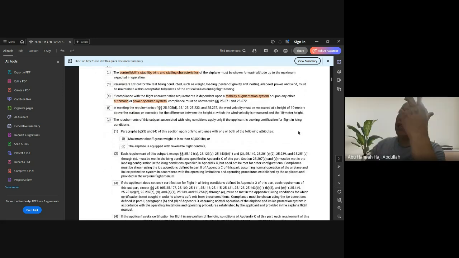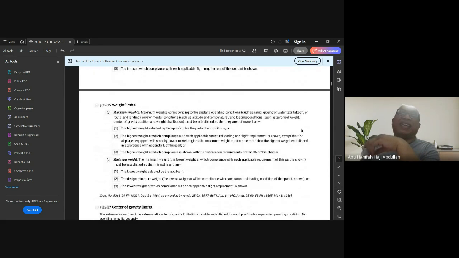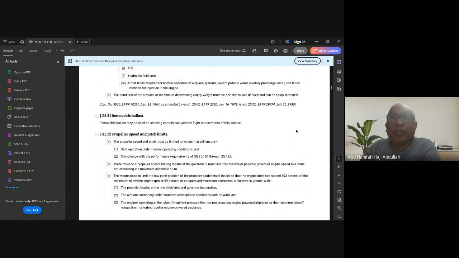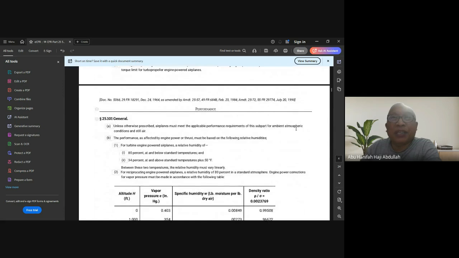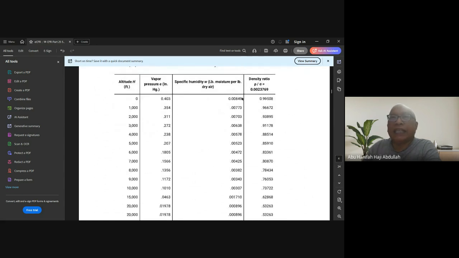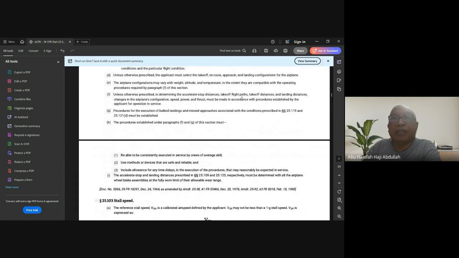But okay, we still have to do the test to prove the accuracy. Okay, remove balance, propeller limit, then we go into general here or the detail on the performance requirement for the ambient atmosphere condition and still air. And then performance to the relative humidity. So more detail here.